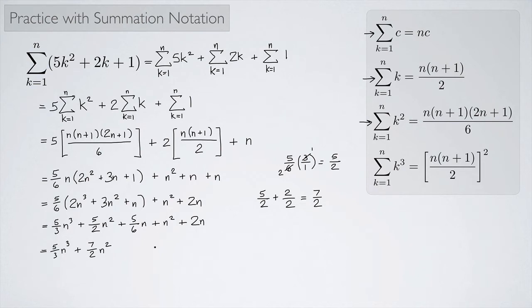And then I have 5/6 plus 2. Those are my n terms. Okay, so 5/6 plus 2. I need a common denominator here. It looks like it's going to be 6. So that stays a 5. This becomes a 12. And so then I get 12 plus 5, 17/6. So this becomes 17/6 n. And that's about as simple as you can get for something like this.